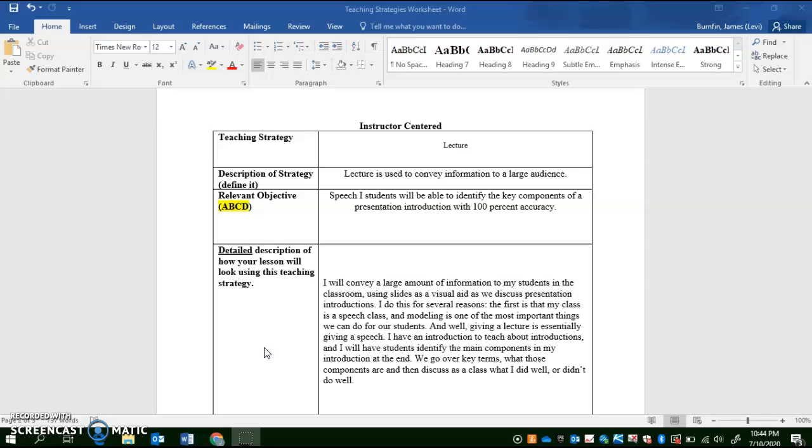Obviously, instructor centered. For the first one, I chose lecture. And the thing about lecture is I don't like to use it often, but one of the biggest things we can do for our students is model, right? And model what we want them to look like and what we want them to do. Well, lecture is essentially a speech presentation, and so I try to model good introductions using my lectures, especially when I talk about introductions.